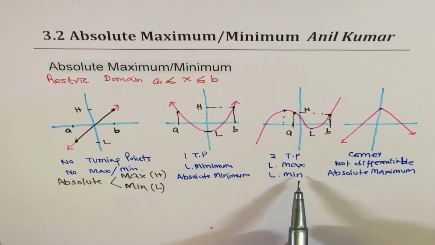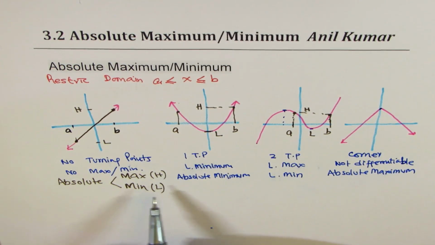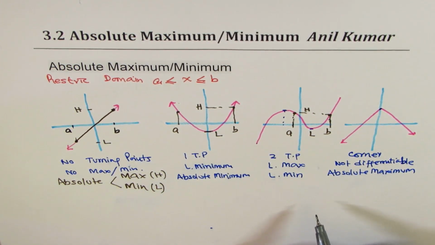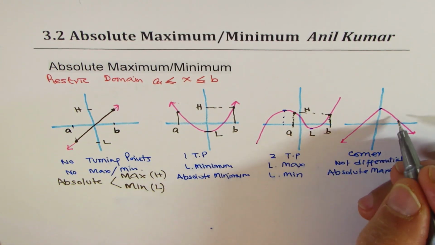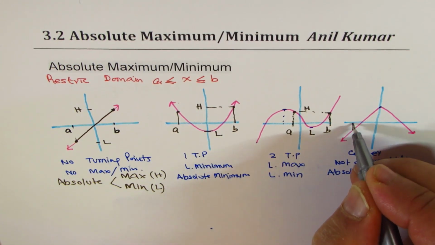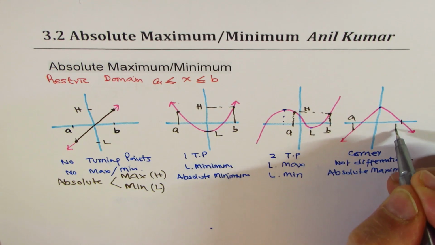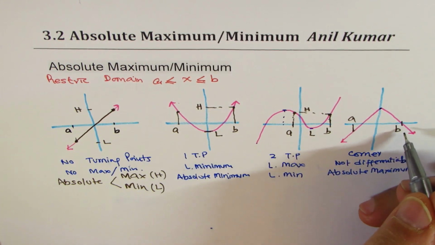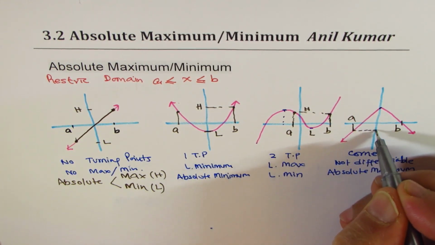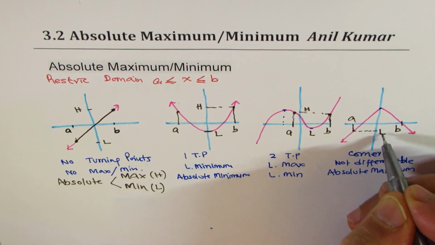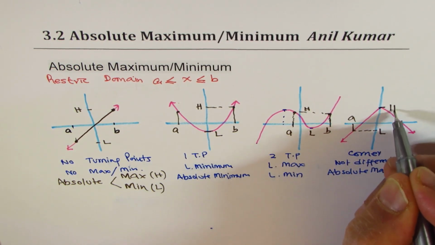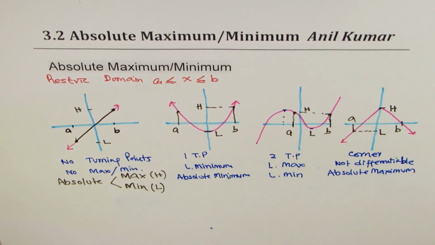So in all these graphs you notice that we have absolute maximum and minimum values. Similarly here, if I restrict my domain A and B to, let us say, these points, in that case I do have an absolute minimum value L and an absolute maximum value H. So in all these graphs what you notice is that we have absolute minimum and maximum values.